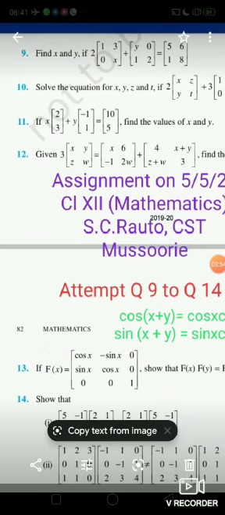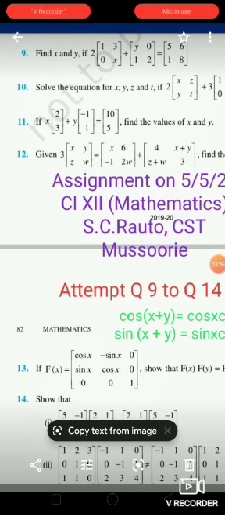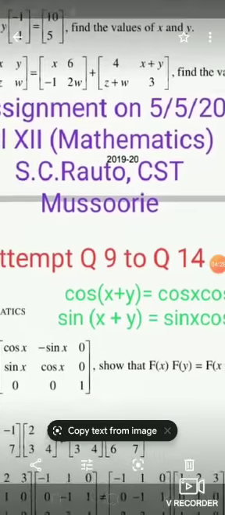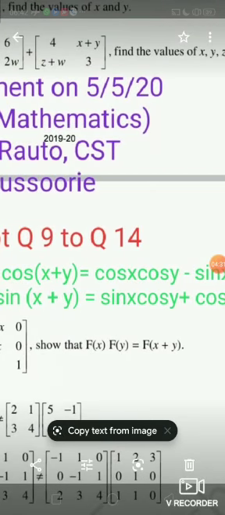See, dear students, let me give some hint on this type of question. f of x is given as cos x, minus sin x, 0; sin x, cos x, 0; 0, 0, 1. What will be f of y then? f of y will certainly be cos y, minus sin y, 0; sin y, cos y, 0; 0, 0, 1. The variable has to be substituted: x will be replaced by y. After that, you can see the product of f of x and f of y.